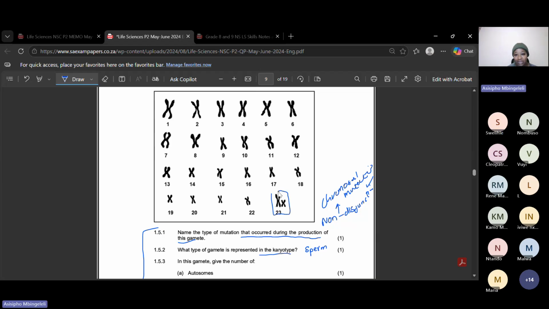Are they the same size? No, they're not. So if they are not the same size, then it's not a female gamete. Okay, right. Thank you. This was considered a difficult question.